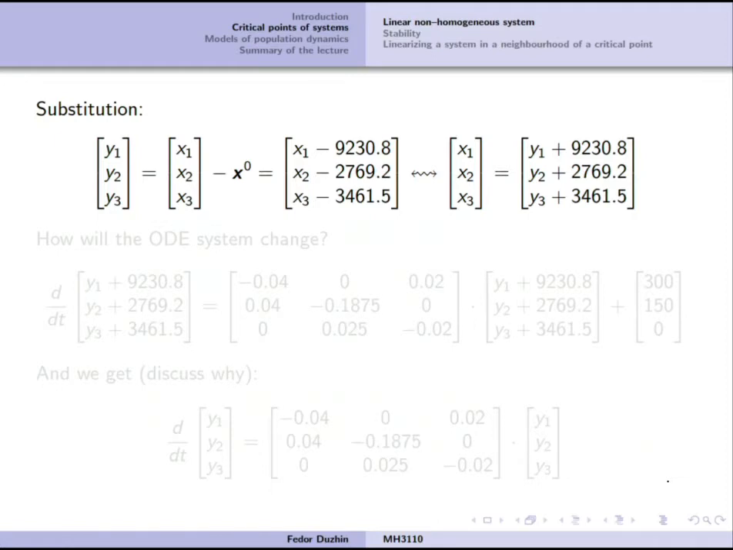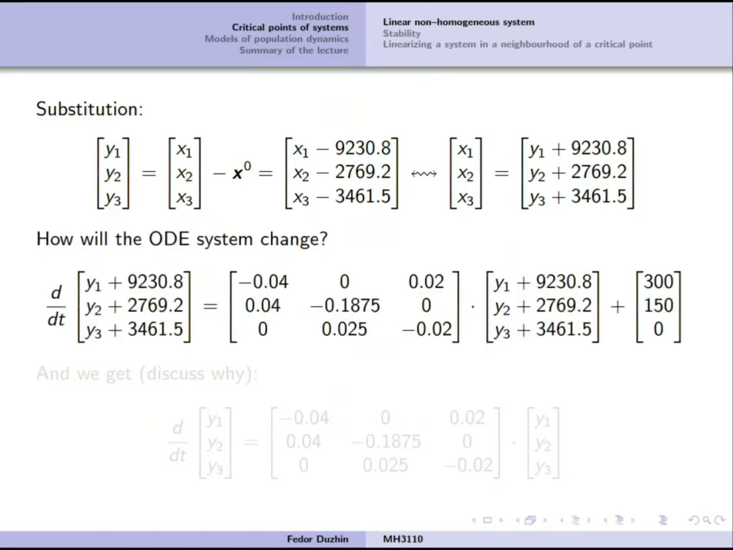Well, then we're going to do a very clever trick. We're going to make a substitution. We will introduce new variables, y1, y2, y3, instead of the old variables x1, x2, x3. So the old variable x is changed to the new variable y. And then we're going to see how the system of differential equations changes. So first, of course, the only thing that we are doing is translating the vector. And of course, if you add a constant to a vector, then its derivative doesn't change.